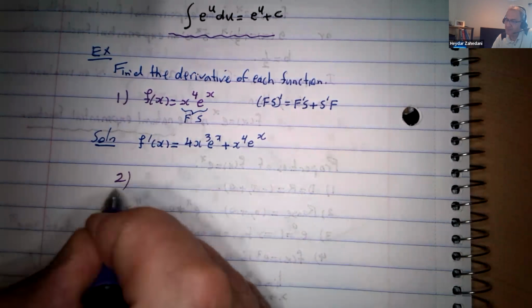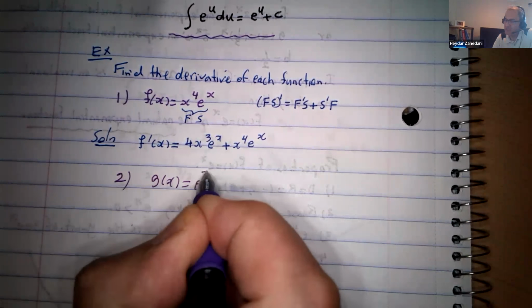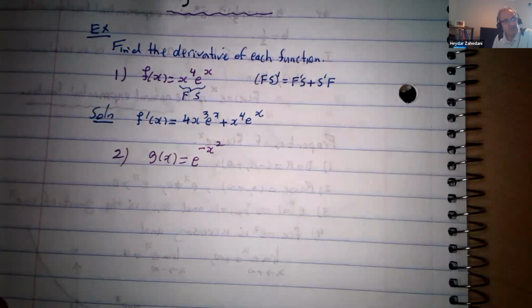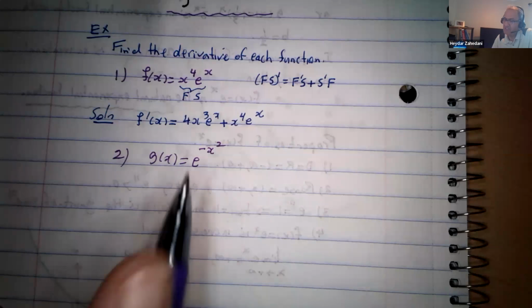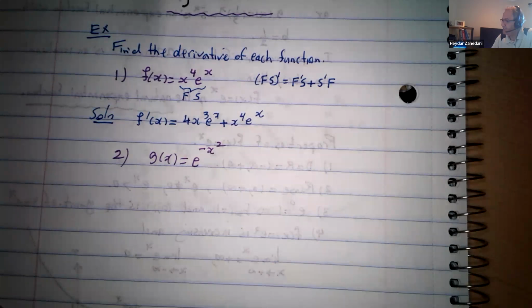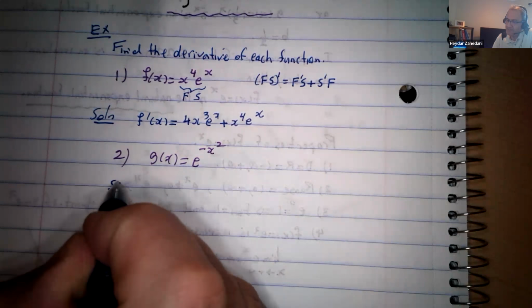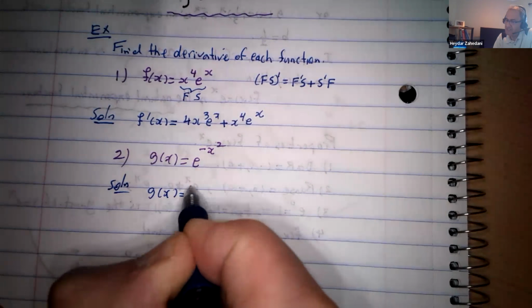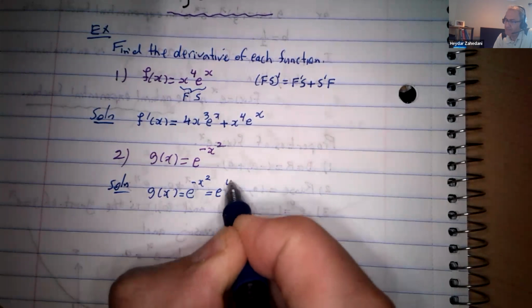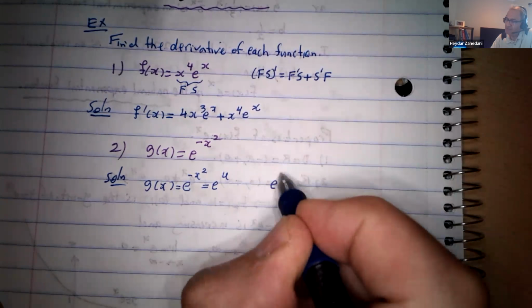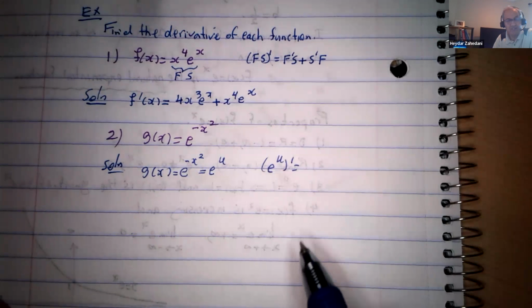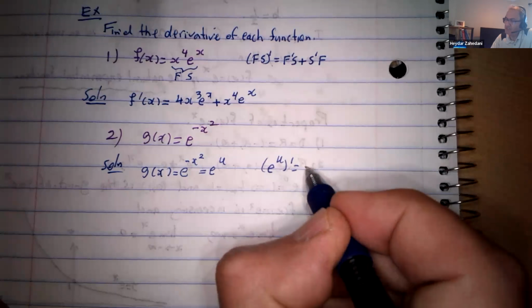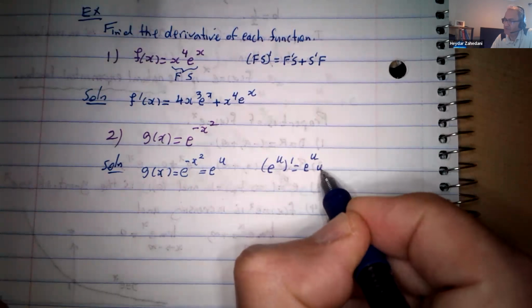Type 2, the chain rule type. G of x equals e to the negative x squared is a very famous function. This is the one we use in statistics. It's the normal distribution that you use for the probability definition. Now, to find the derivative of this function, you see this is not e to the x, it's e to something else. So you may think of g of x, e to the negative x squared, as e to the u. Remind yourself that if you want to find the derivative of e to the u, you have to use the chain rule. It's a composition of two functions, the e function and the u function. So it's going to be the e function, e to the u, but times the derivative of u, which is u prime.